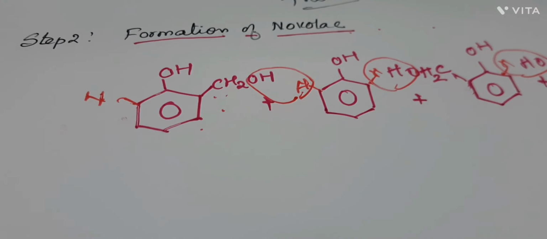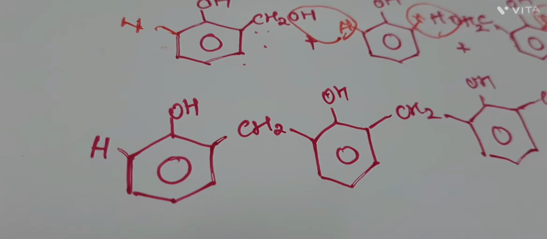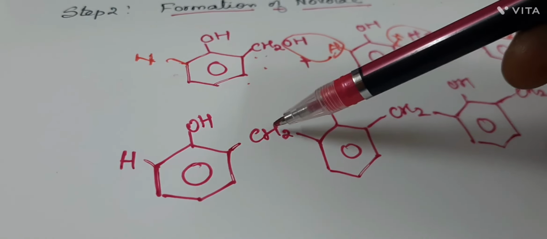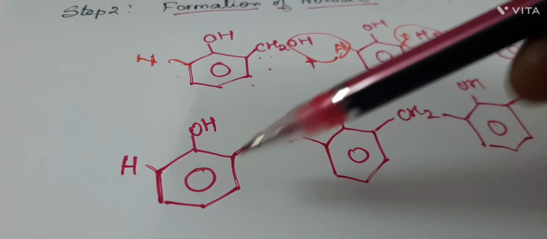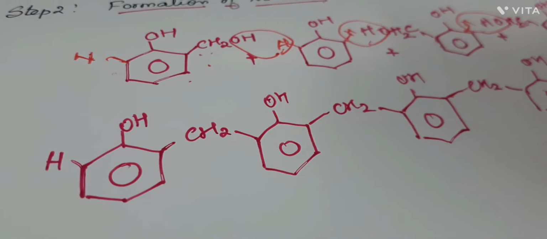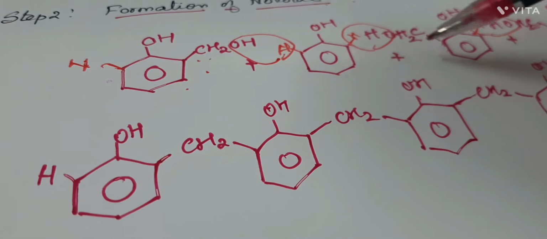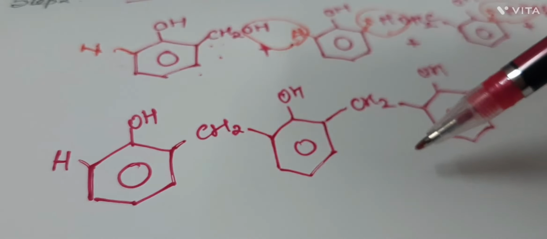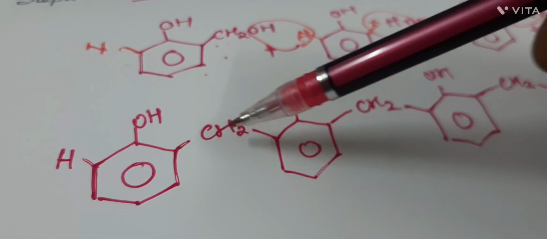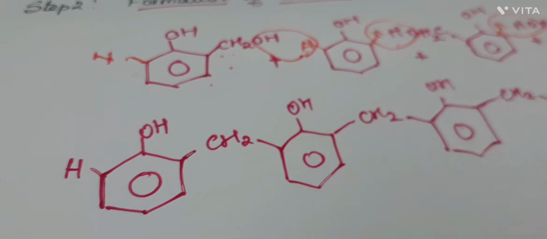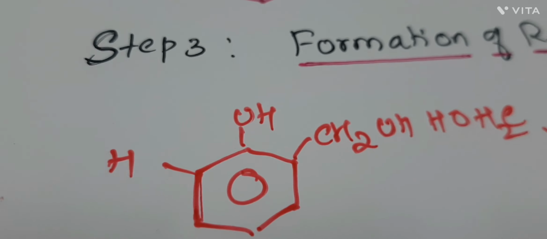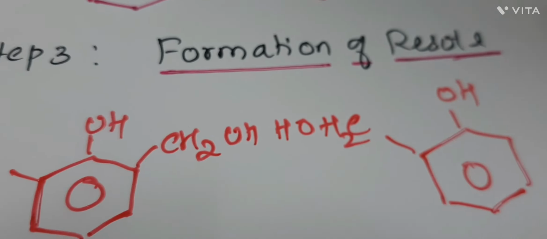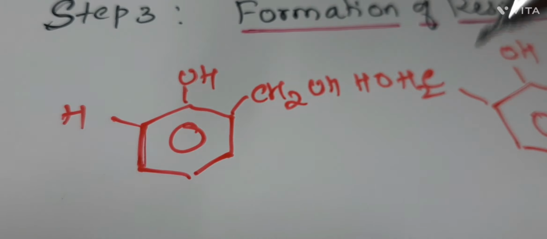Now what we have to do, the remaining part we have to combine, so that we get a linear polymer which is called as novolac. What is the linkage? Methylene linkage. CH2 is said to be methylene. So there is methylene linkage. This is said to be novolac. This is formed when phenol is in excess, okay, under acidic condition.